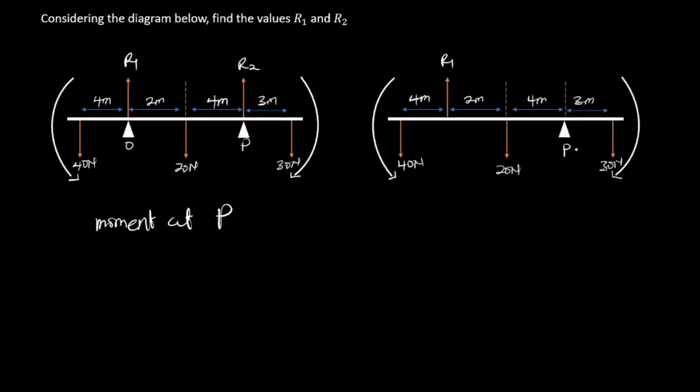So we take the moment at P, we no longer have the pivot O over here, but we have the reaction R1, but we don't have the reaction R2. Okay, so let's take our clockwise moment to be equal to our anti-clockwise moment.